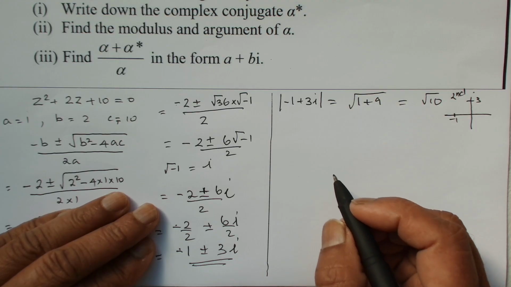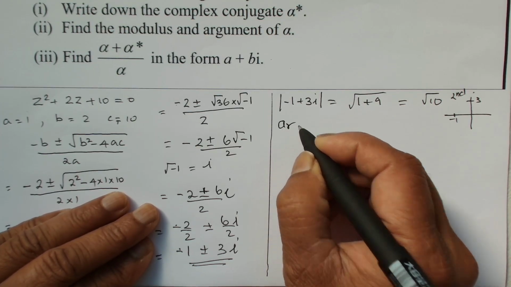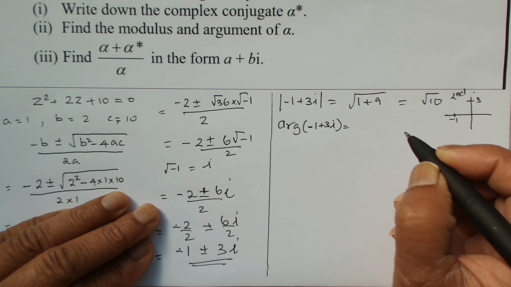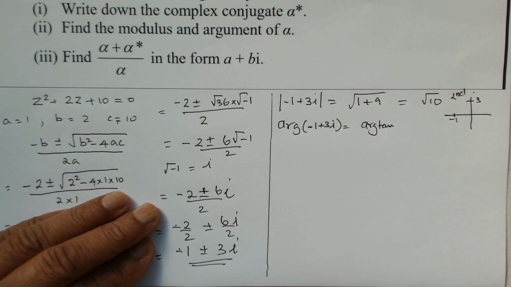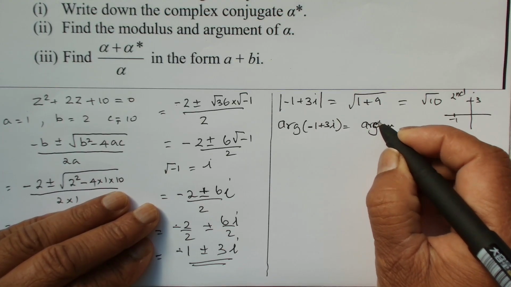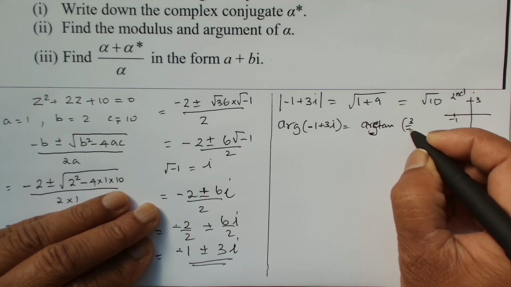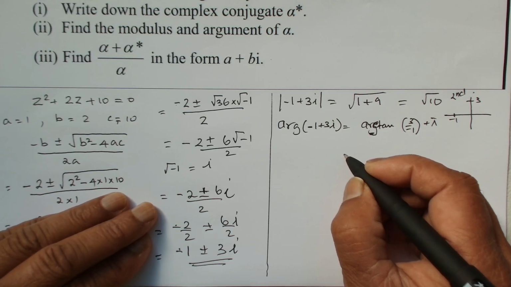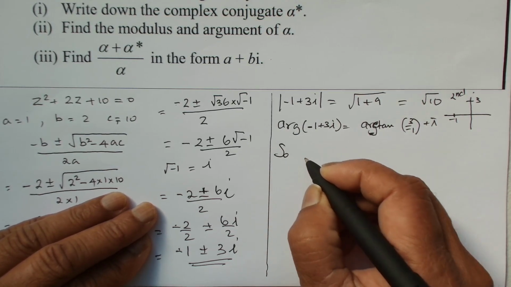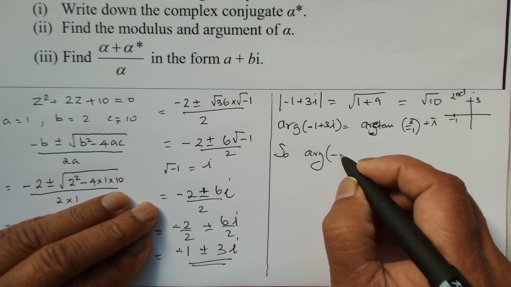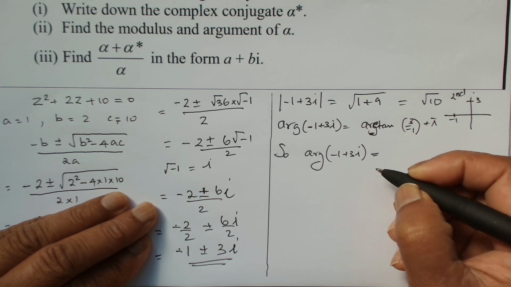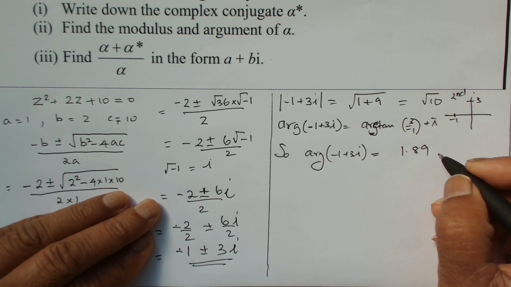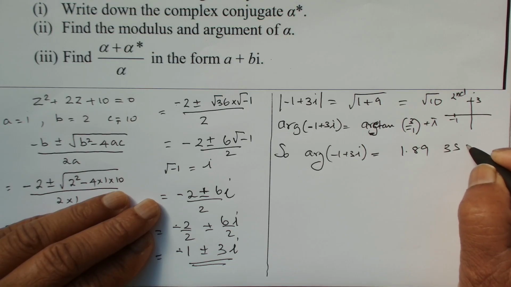Therefore, the argument of minus 1 plus 3i is equal to arctan of 3 over minus 1, plus pi. So you should get the answer for this: the argument of minus 1 plus 3i is equal to 1.89, to 3 significant figures.